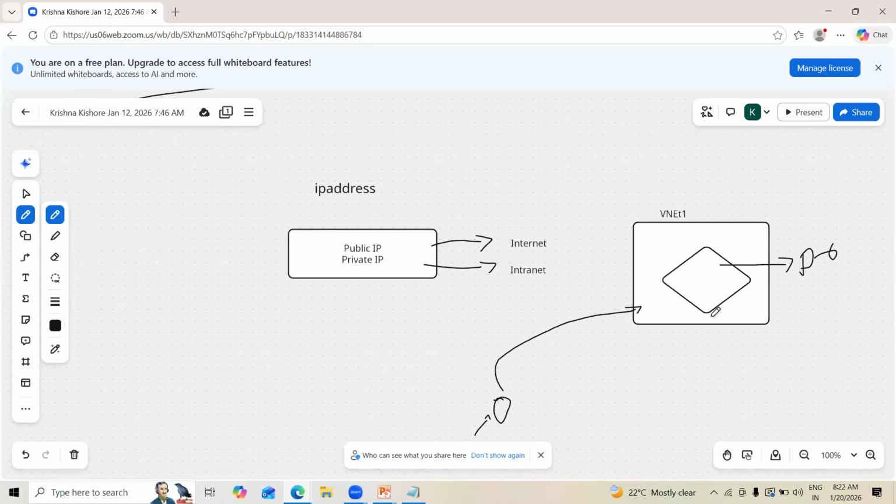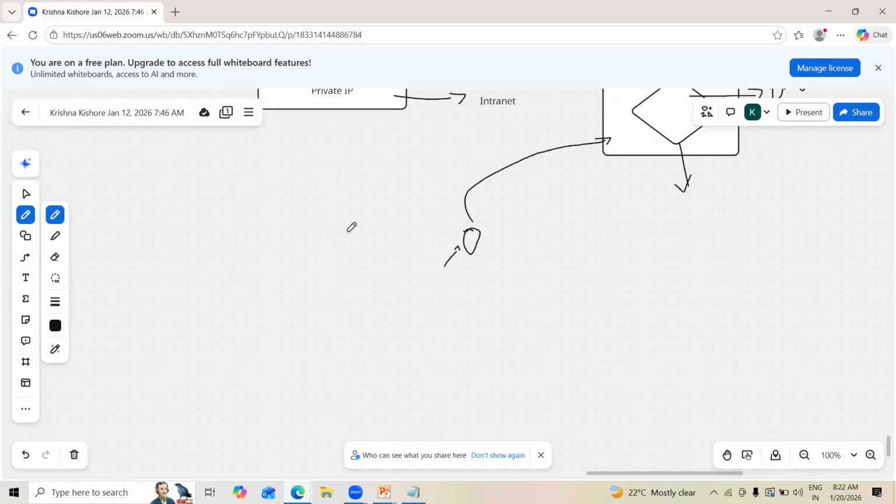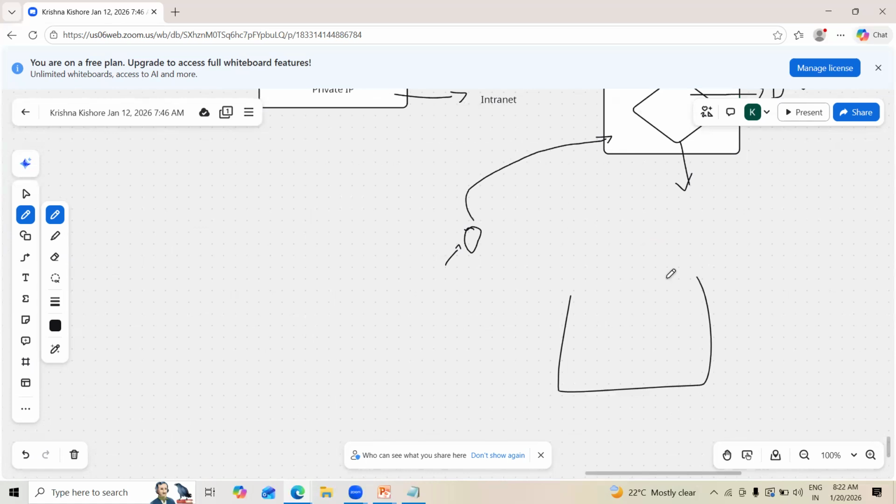This server has a public IP. Is the laptop also inside that network, or no? No, I'm outside the network. See, for example, you have a house. The people who are inside your house, and the person who is outside your house, you want to connect to this person.